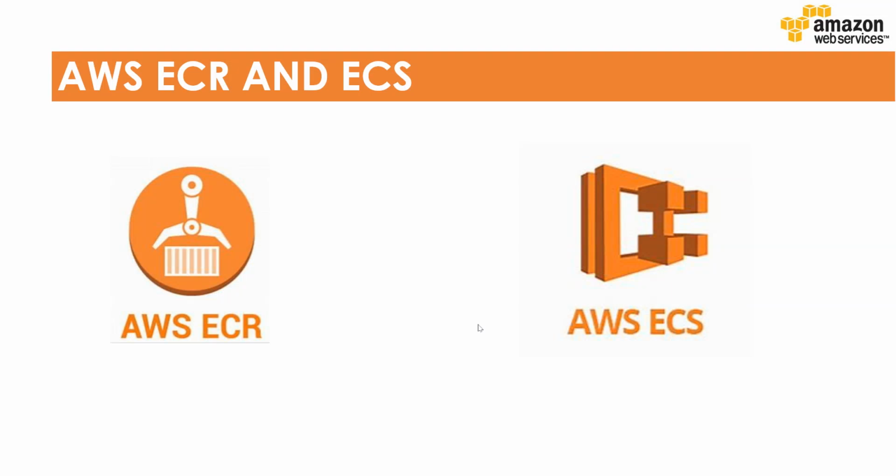Hello and welcome. In this video, I'm going to talk about AWS Elastic Container Registry and AWS Elastic Container Services. These are services designed and delivered by AWS, and ECR is the Elastic Container Registry, similar to hub.docker.com, which we talked about in the Docker sections as a registry.